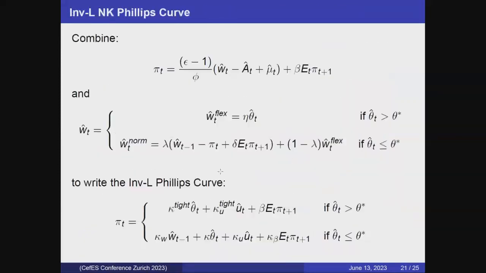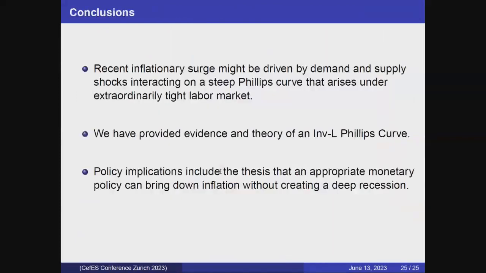Okay, so let me conclude. What we are suggesting here is that the recent surge in inflation in the US may be caused by the fact that we are on a steep part of this Phillips curve. And going back to the traditional Phillips curve, remember there was this steep part. And there, demand and supply shocks create a lot of action on inflation.